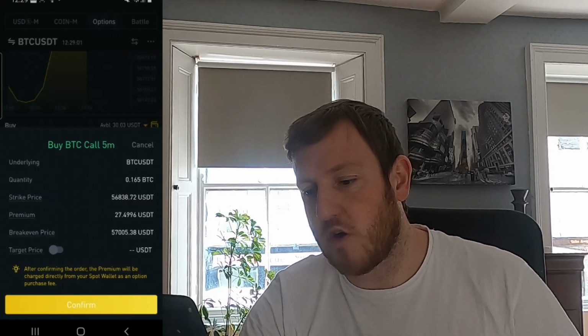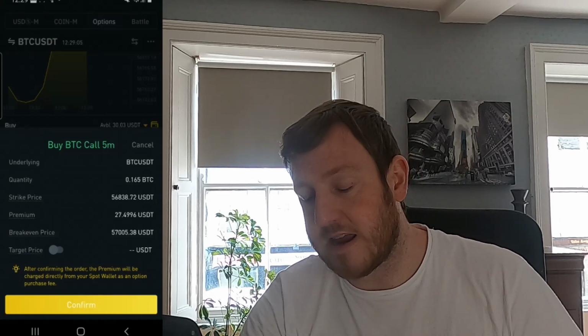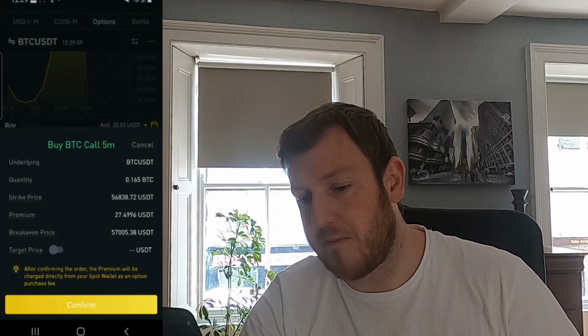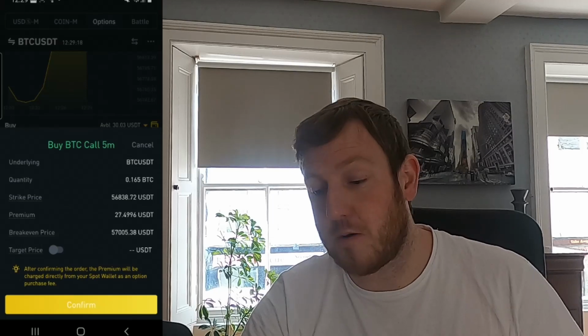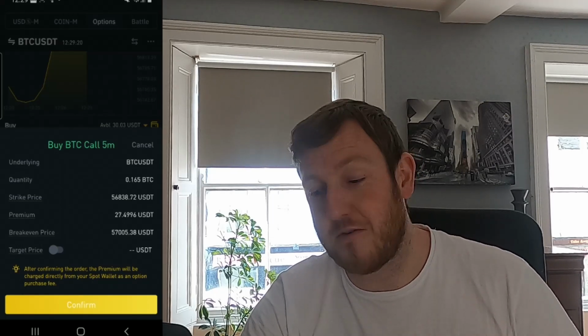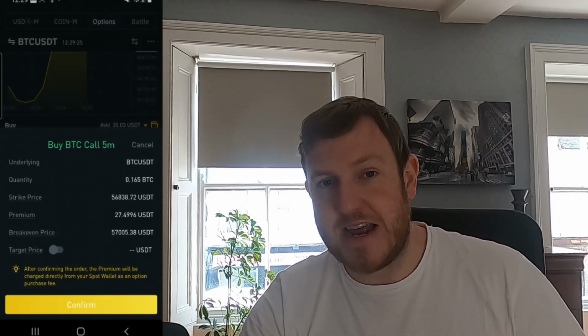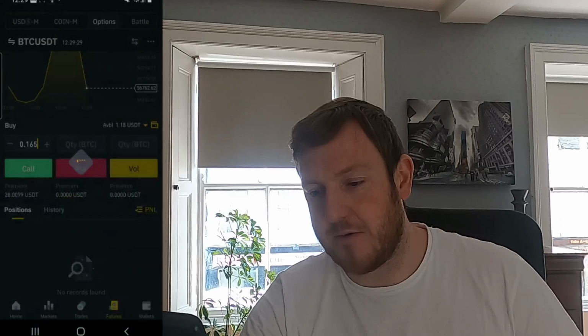So you can see here the overall quantity, the strike price, which is at the current Bitcoin USDT price, and then the premium, that is how much I'm actually paying to enter into this. So I'm entering into it with 27 USDT, and Bitcoin needs to go up to 57,000 in the next 5 minutes for me to actually make a profit on this contract. So it's probably unlikely that I'm going to make anything from this, but let's have a go and see.